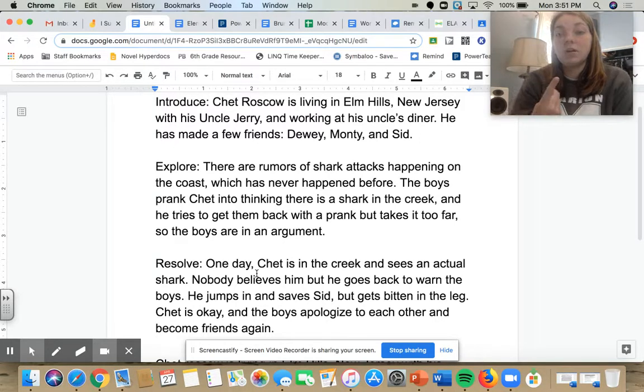He sees the shark. Nobody believes him, but he goes to warn the boys anyway. And then he jumps in to save Sid, but he gets bitten in the leg, which leads to the boys coming to the hospital. And then they apologize and all become friends. So that is how the story is resolved. Did I go into every single little detail for this? No, I stuck to the really big events.